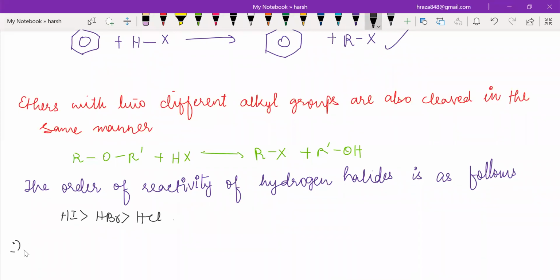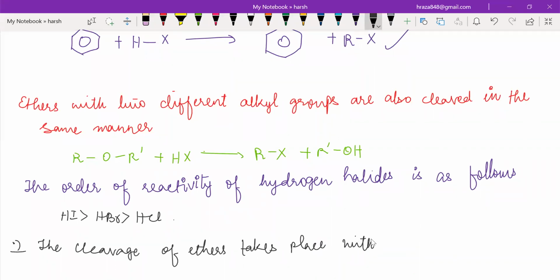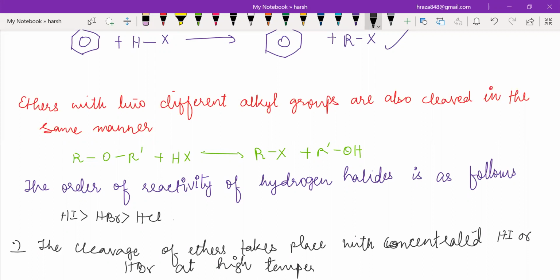And also, since ether is very stable, the cleavage of ethers takes place with concentrated HI or HBr at high temperature because it is already stable. So in order to make a new bond, we have to break the old bond, which is very stable.